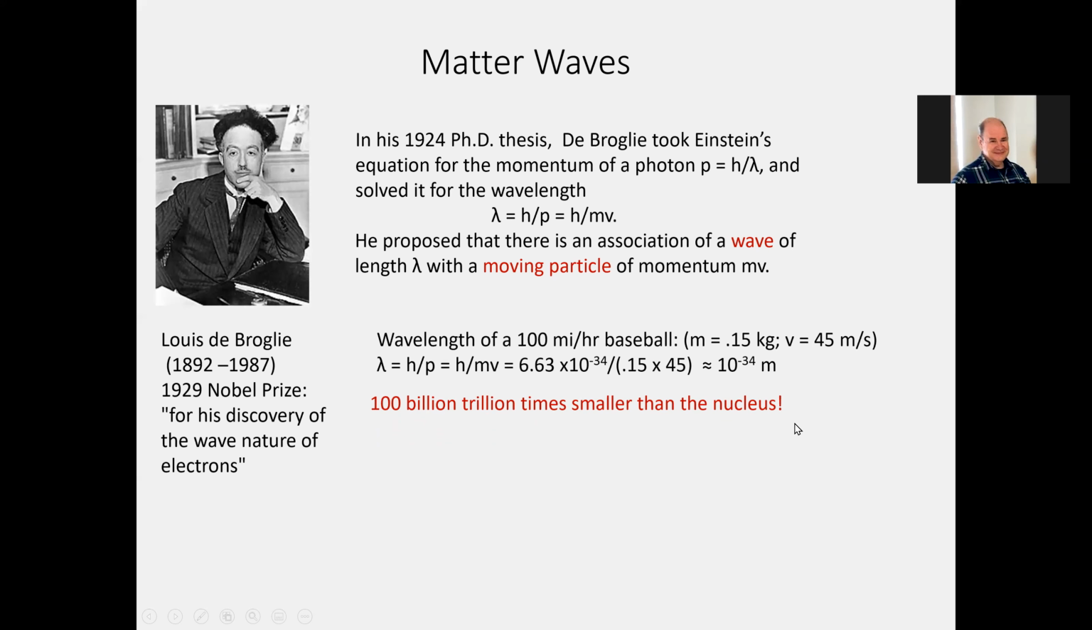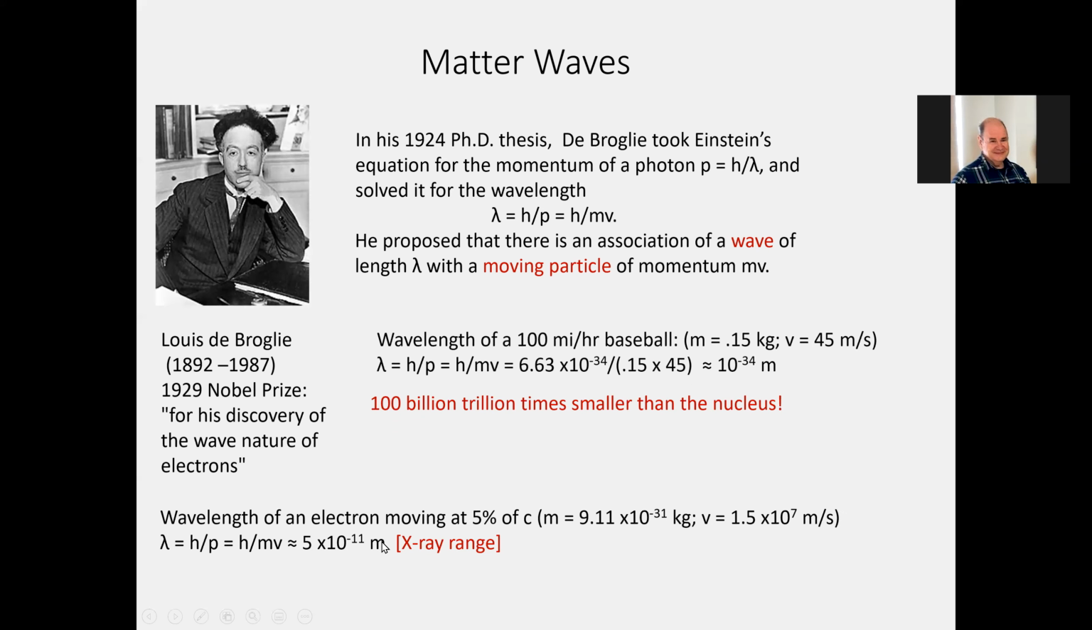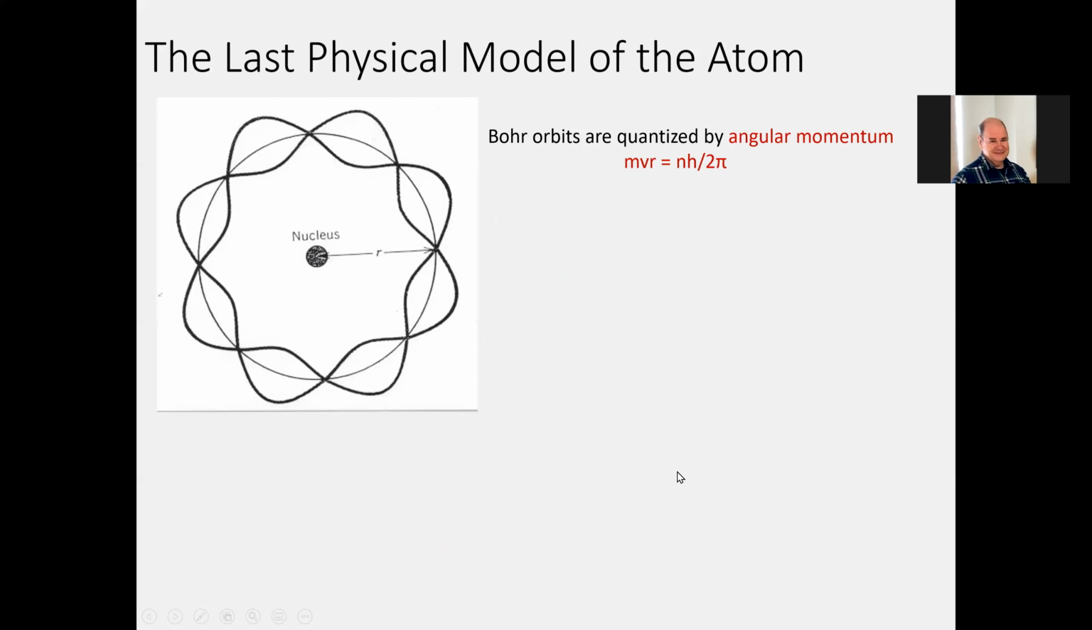It is totally unmeasurable, never will be measurable. But if you look at an electron moving at a decent speed and do the calculation, you get a wavelength of 10 to the minus 11th meters, which is in the X-ray range, which is very much in the ballgame. So we're talking about ridiculously tiny numbers for any kind of macro-sized momentum. This is only relevant when you have things at the atomic and subatomic level.